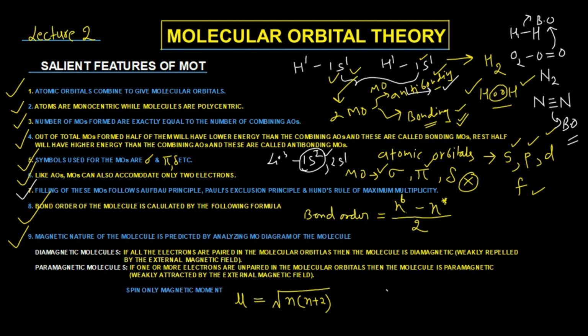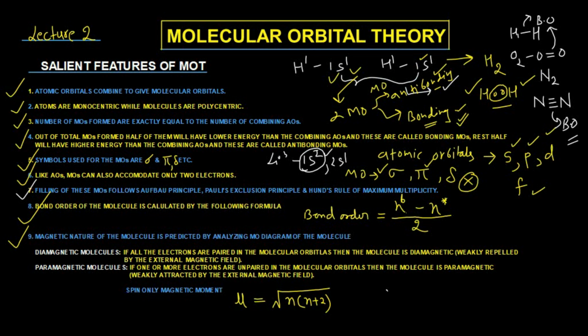So this magnetic behavior can be very beautifully explained with the help of the molecular orbital theory. The magnetic nature of the molecule is predicted by analyzing the molecular orbital diagram of the molecule. If you have hydrogen, oxygen, nitrogen, or any other diatomic or polyatomic molecule, you draw the molecular orbital diagram of that particular molecule. This molecular orbital diagram is also known as the correlation diagram, right? Once you form the correlation diagram, then by analyzing this diagram you can predict the magnetic nature of the molecule as well.